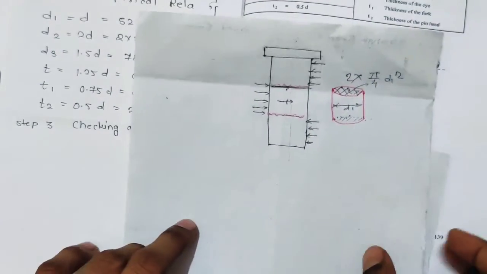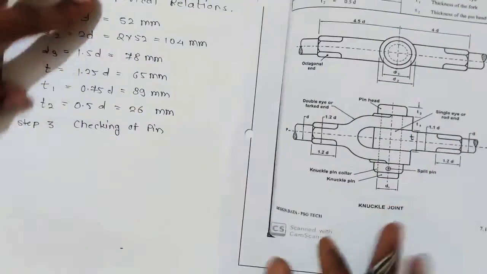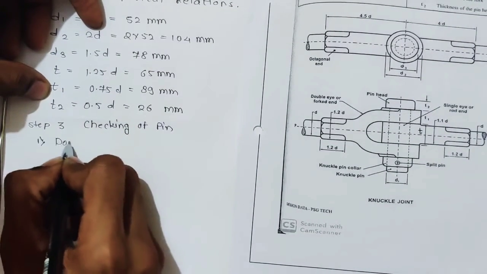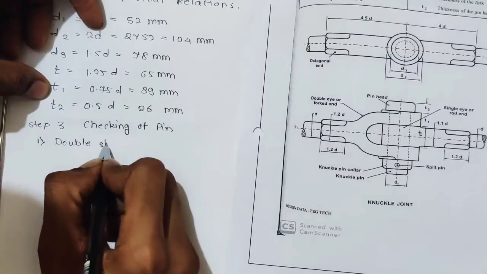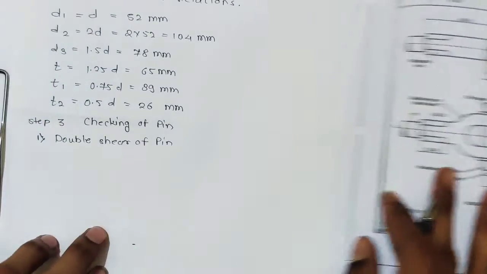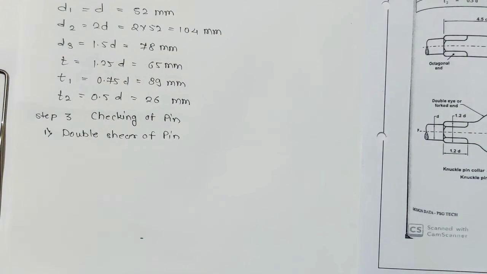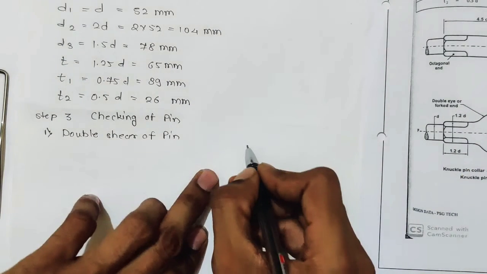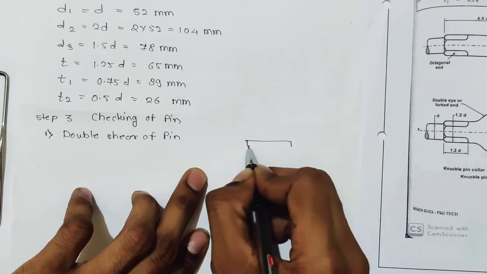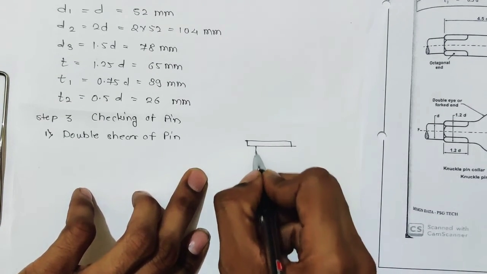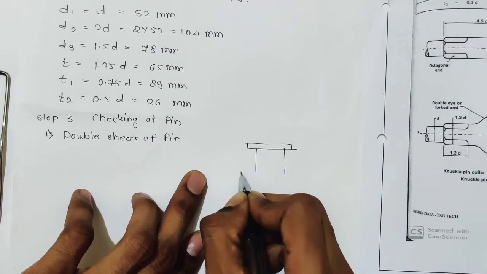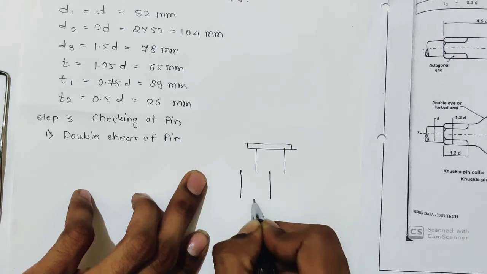So step 1 in this is double shear of pin. You don't have to draw the 3D diagram, just draw the 2D diagram like this. This is a pin. It is breaking like this. Just consider this.